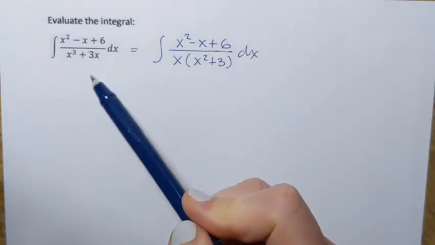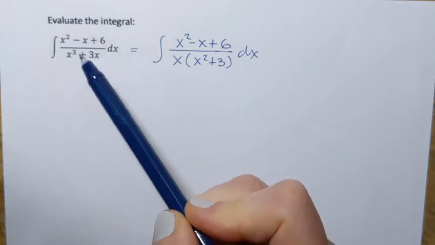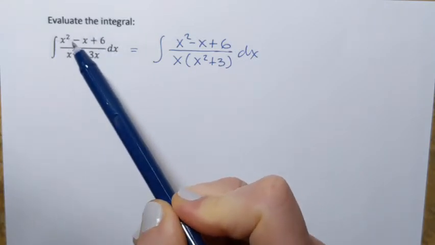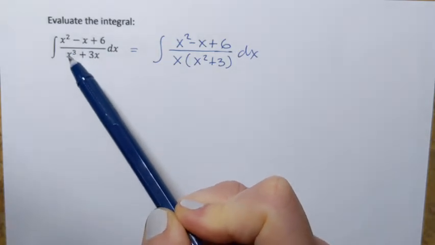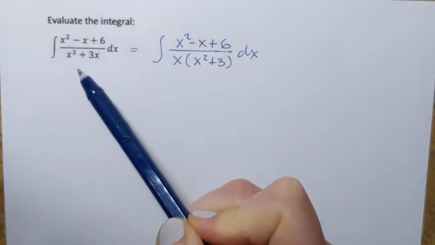Next, we need to confirm that the degree of the numerator is less than the degree of the denominator. It's convenient to check that over here. So the degree of the numerator is 2, the degree of the denominator is 3. So yes, it's a proper rational expression.